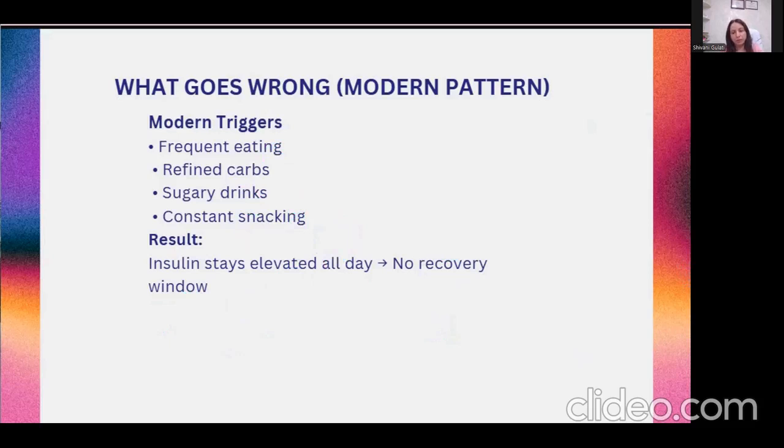So every time we eat, the insulin is released. If we keep eating every 2 or 3 hours, insulin is never going to settle down. ठीक है, so this results in elevated insulin all day and the body loses its recovery window. ठीक है, so there is no time for burning, repair or metabolic reset. Over a period of time, this constant high insulin environment pushes the body towards fatigue, craving, weight gain and eventually insulin resistance.